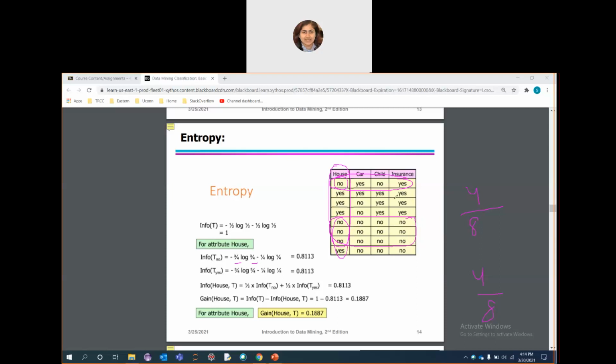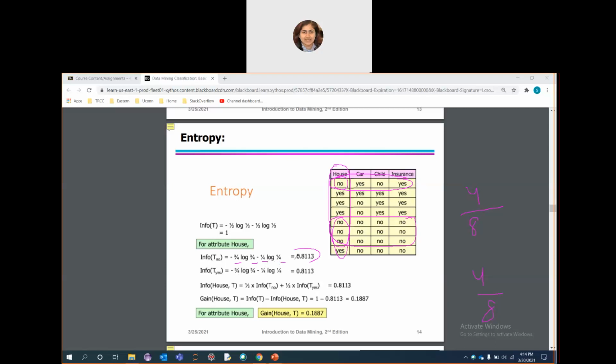Now we next have to see what is associated with the yes value of insurance, just the reverse of it. Only one value out of 4 no's is associated with the yes value of the insurance. Okay, so that is why we have 1 by 4 log 1 by 4.